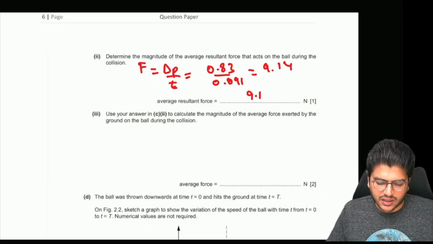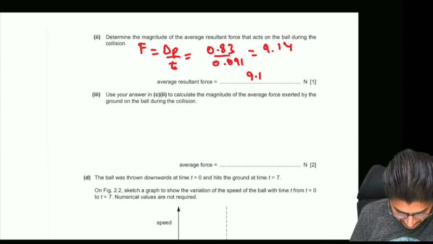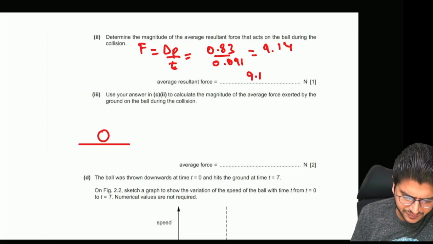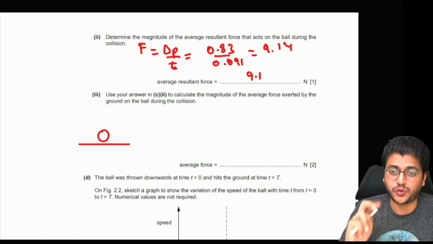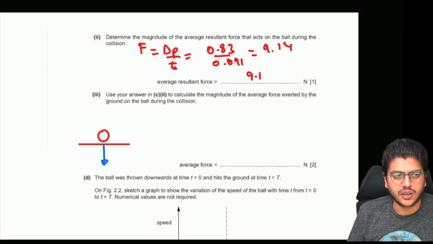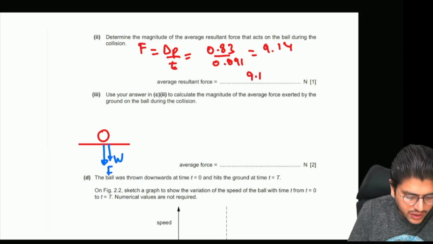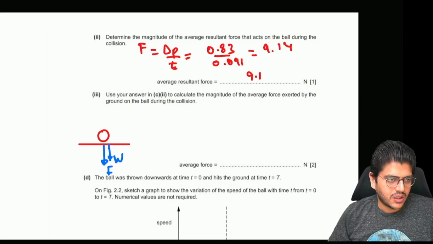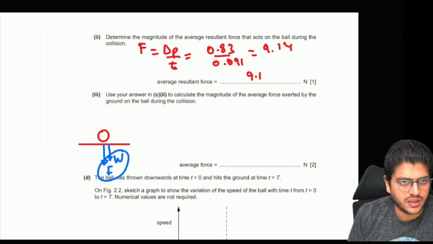Use your answer in C2 to calculate the magnitude of the average force exerted by the ground on the ball. Now you know the forces are equal and opposite. The first question is, when your ball strikes the ground, how much force did it exert on the ground? Two forces, not one. One was the force due to the collision, due to the speed. That was one force. And the other one was the weight of the ball. That is also going to impact on the ground. So the total force acting on the ground is this.